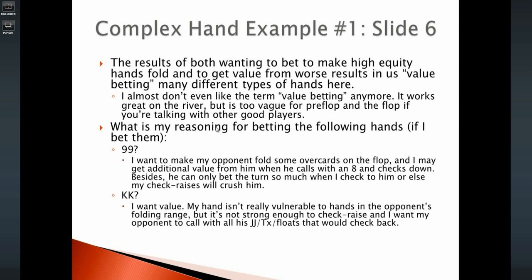I say my hand isn't really vulnerable, I don't mean my opponent's not going to outdraw me with his flush draws and straight draws. I mean hands in the opponent's folding range, I'm not really vulnerable against. Pocket nines, when I make my opponent fold king, queen, and king, jack, I was very vulnerable to those hands. With pocket kings, if I make my opponent fold king, queen, and king, jack, I'm not vulnerable to those hands. I'm still vulnerable to flushes and straight draws, but those, unfortunately, aren't going anywhere no matter what I do. So, such is life. That's not what I'm talking about when I say we make high equity hands fold.